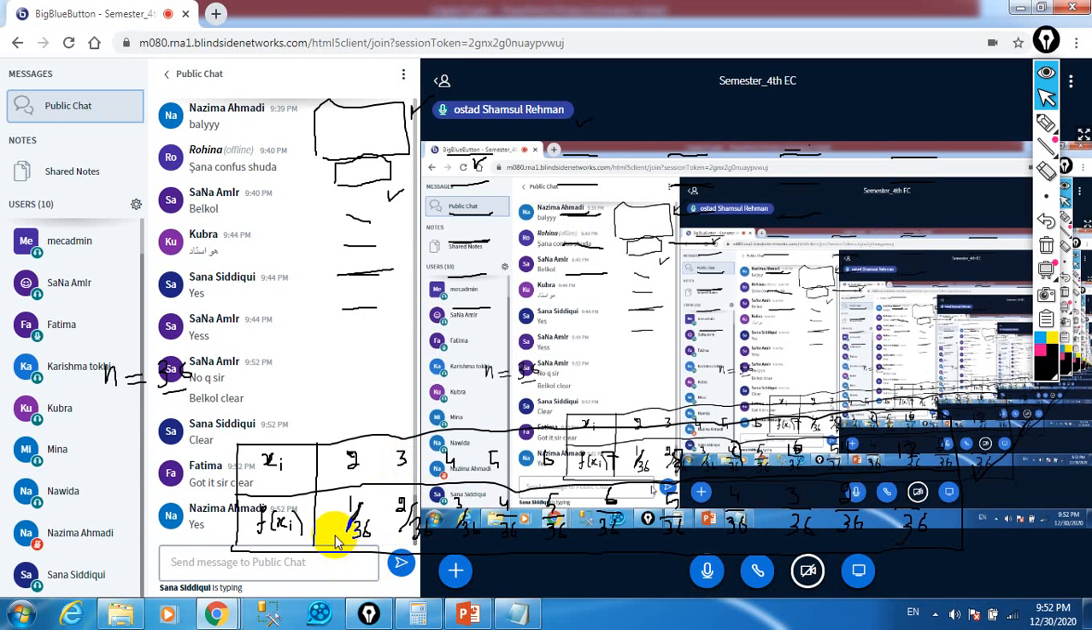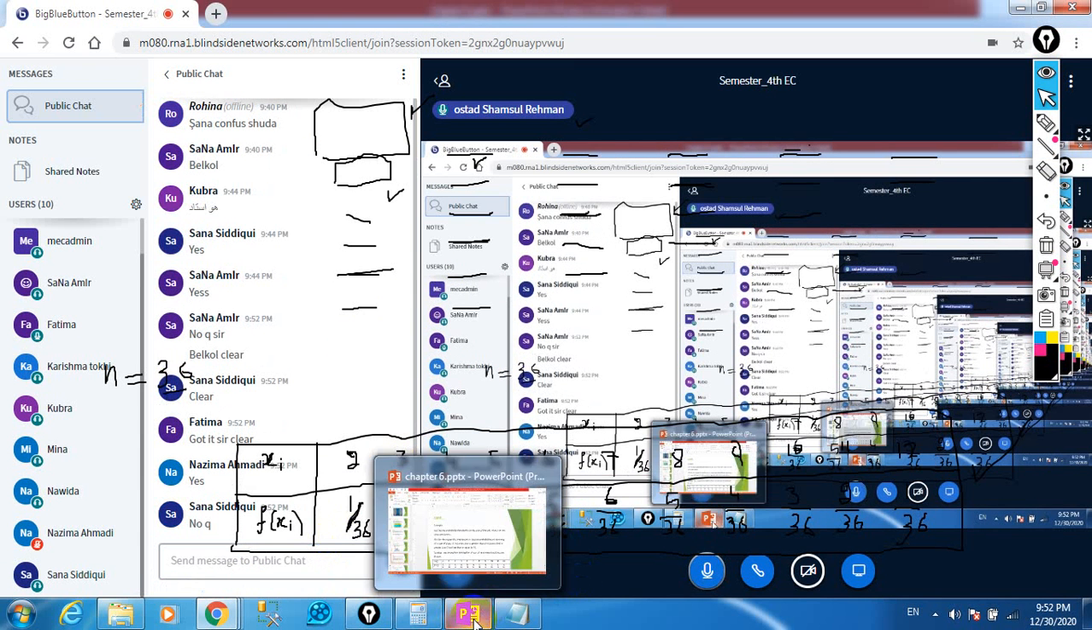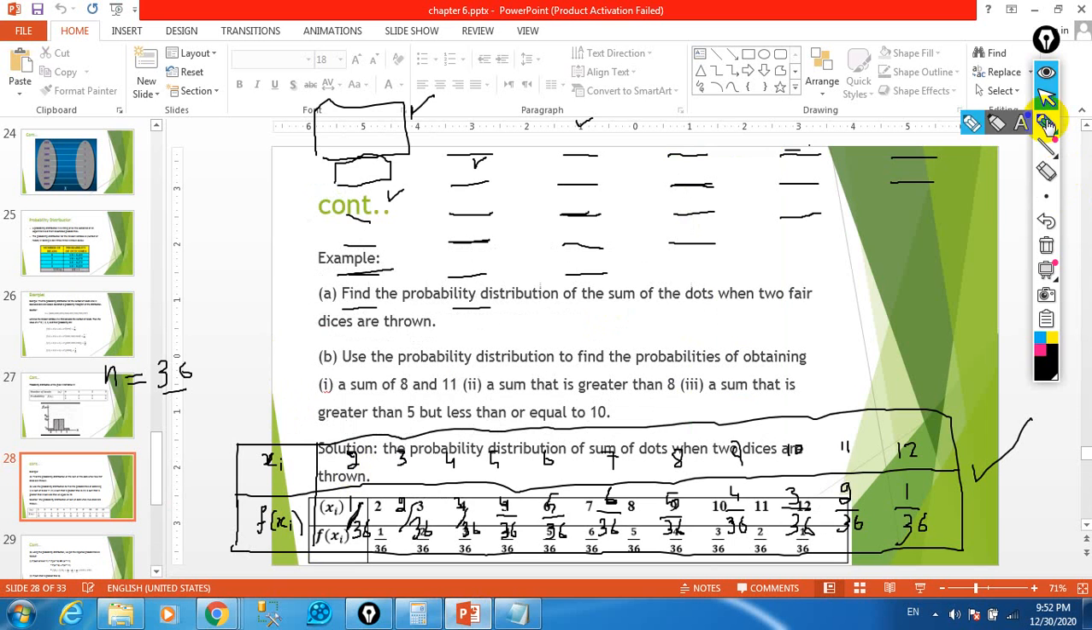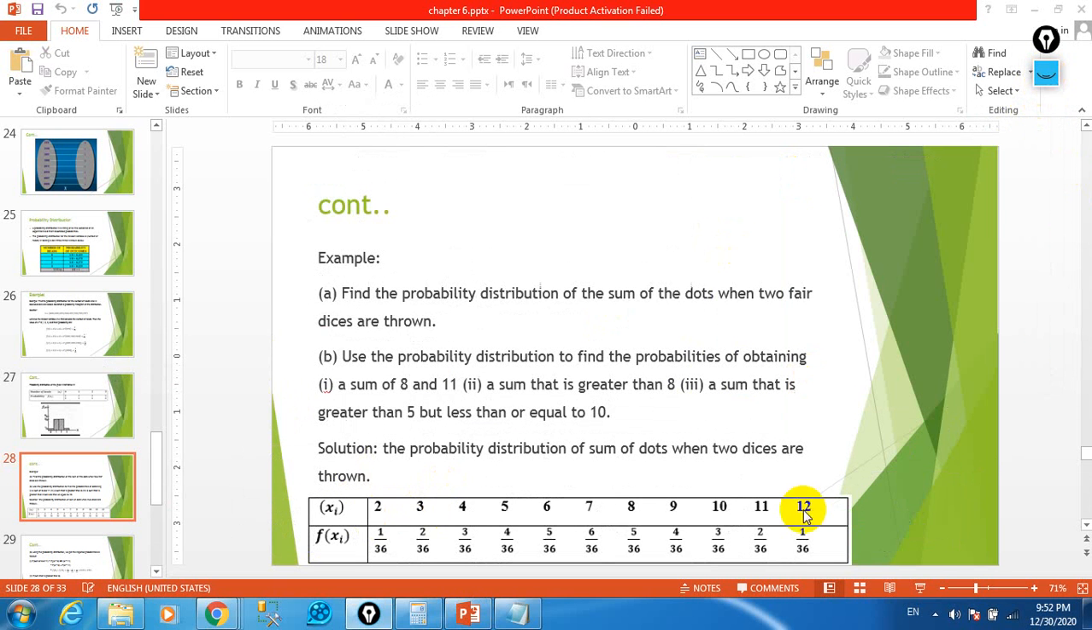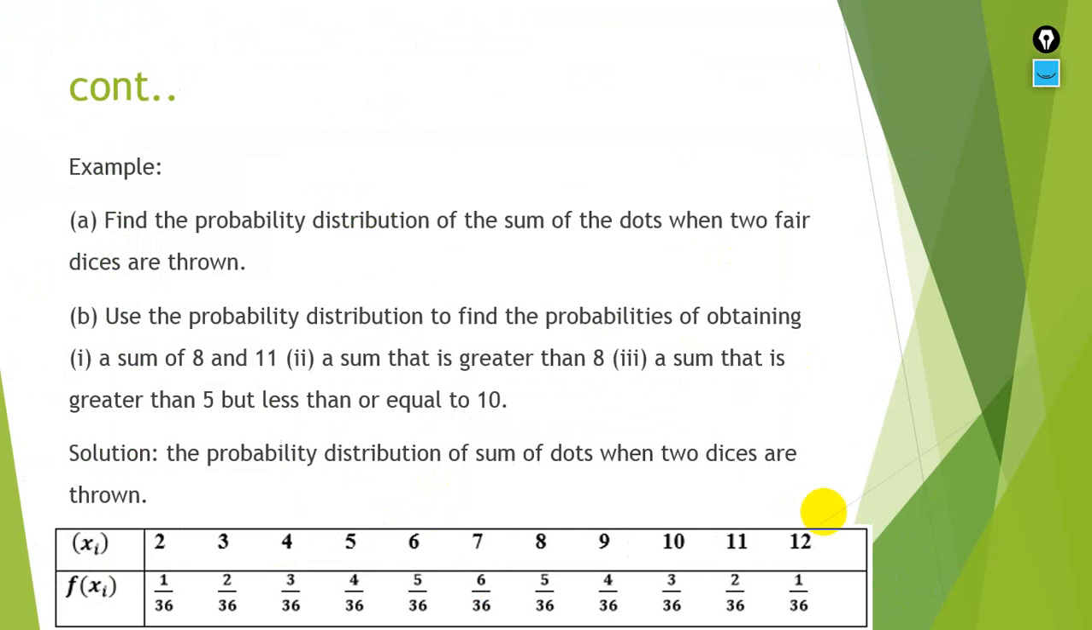Okay, so now the first part of our question was to make a probability distribution. So now we have the probability distribution.